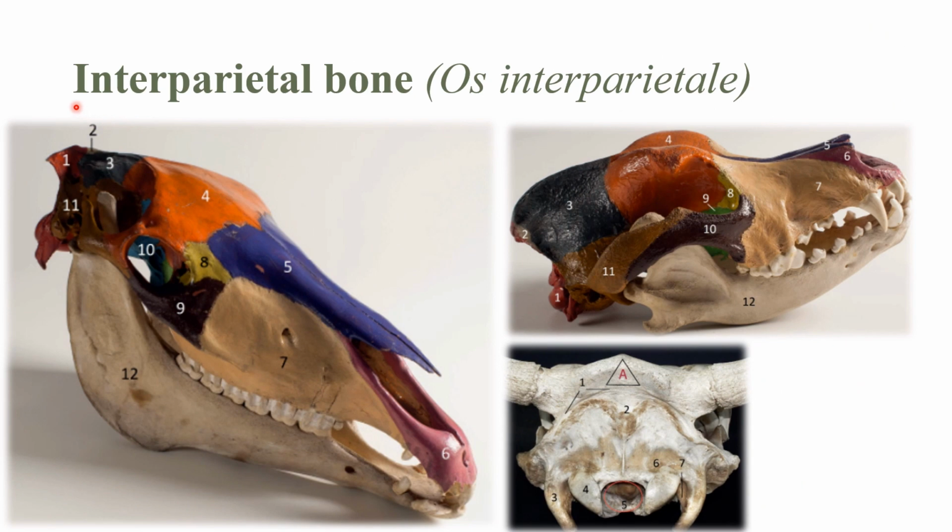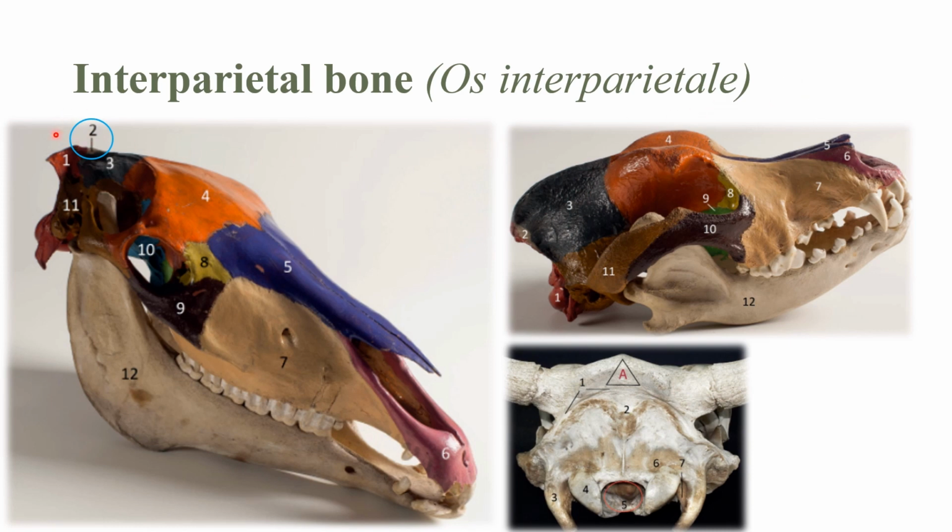Here we have the interparietal bone. It's a small bone, and it's located right here. So interparietal bone basically differentiates two parietal bones because this bone is single while parietal bones are double. Again, about double and single bones we'll talk about in the future because this is not part of the lecture.